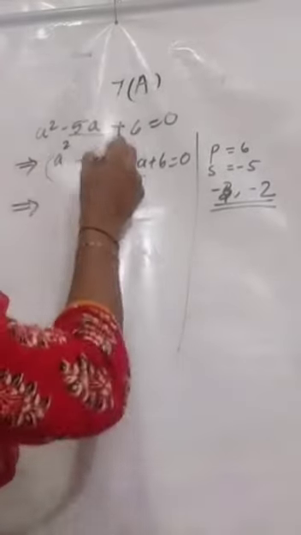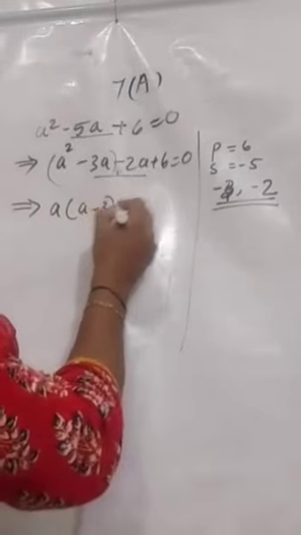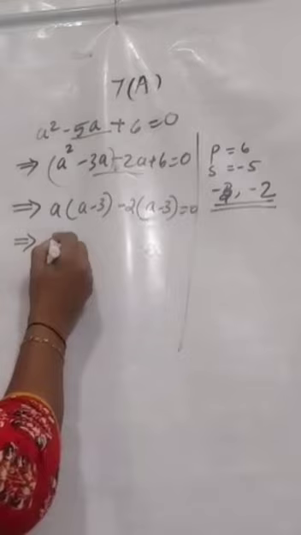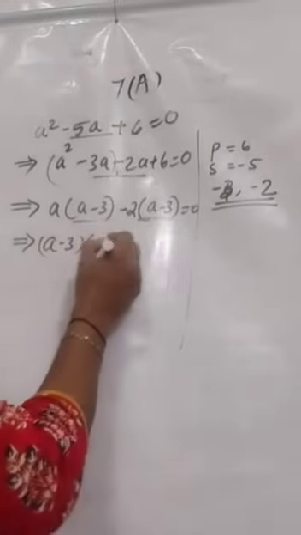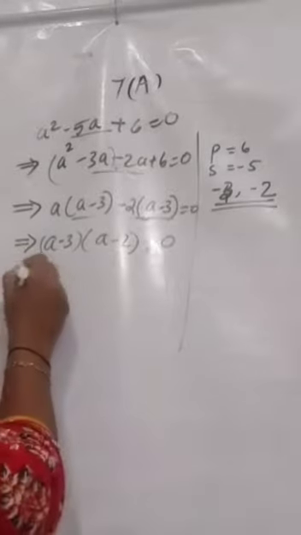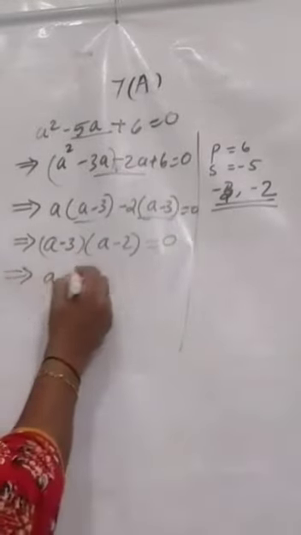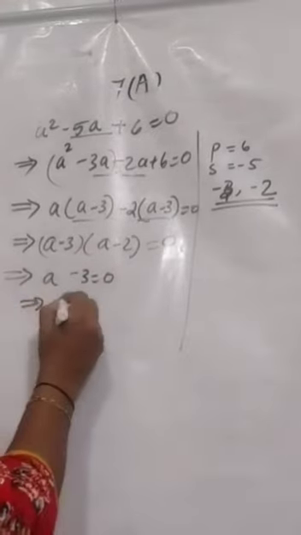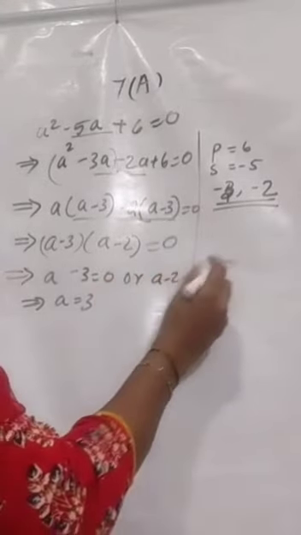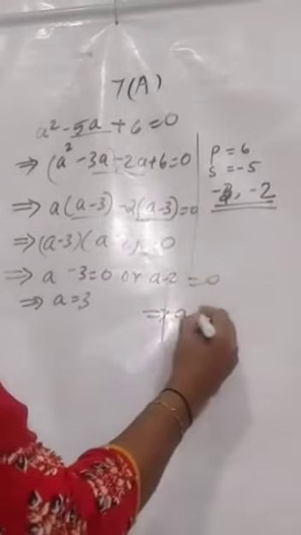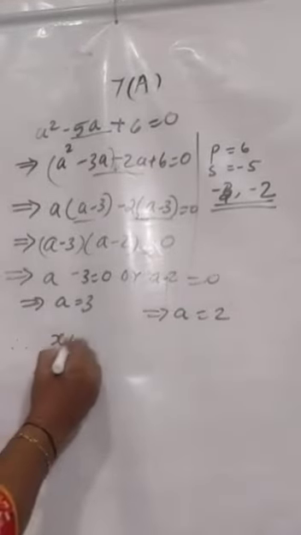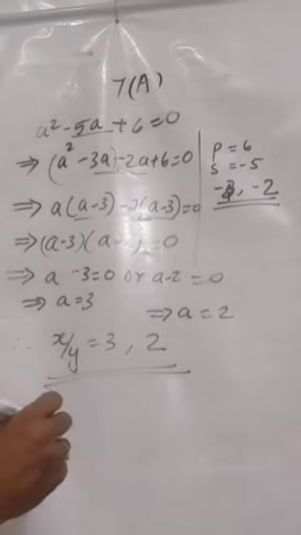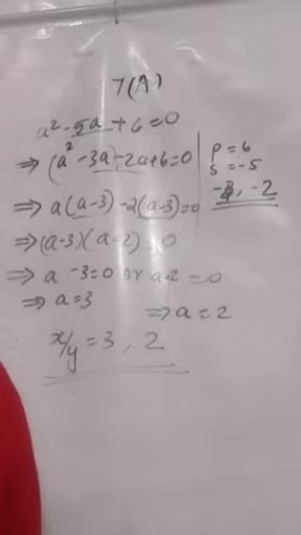And this is equal to, group them. a is common here: a minus 3. Minus 2 is common here: a minus 3 equal to 0. Next step, we can take the common factor a minus 3 outside into a minus 2 equal to 0. This implies if the product equals 0, one of the terms must be equal to 0. If a minus 3 equals 0, a gives 3. Or a minus 2 equals 0 gives a equal to 2. Therefore, x/y is 3 or 2. Here we took a as x/y. So the solution is x/y is 3 or 2.